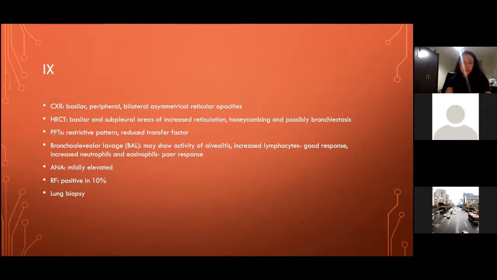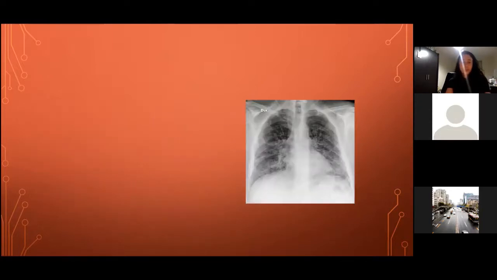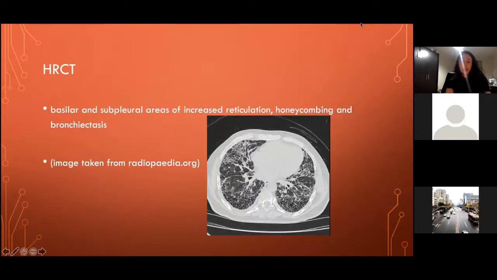Lung biopsy may be required for diagnosis, and that would show the histological changes of usual interstitial pneumonia. And ABGs may show decreased PaO2, and if severe, increased PaCO2. So this is a chest x-ray showing the opacities, as I mentioned before. And the high resolution CT showing the reticulation, honeycombing and bronchiectasis.